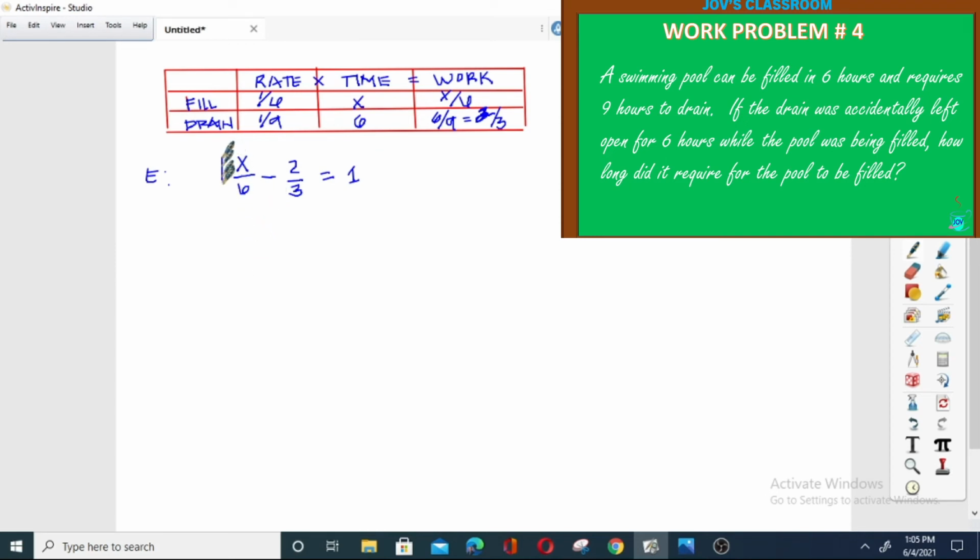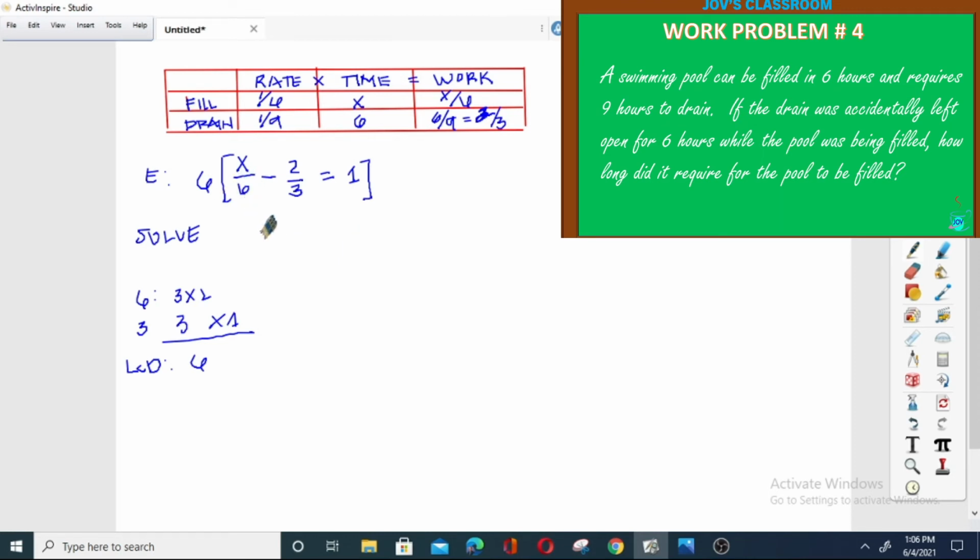So multiply both sides of the equation by the LCD. Let us solve. What is the LCD? 6 and 3. How do we get the LCD? 3 times 2 and 3 is 3 times 1. So the LCD is 3 times 2, 6. So multiply both sides by 6.